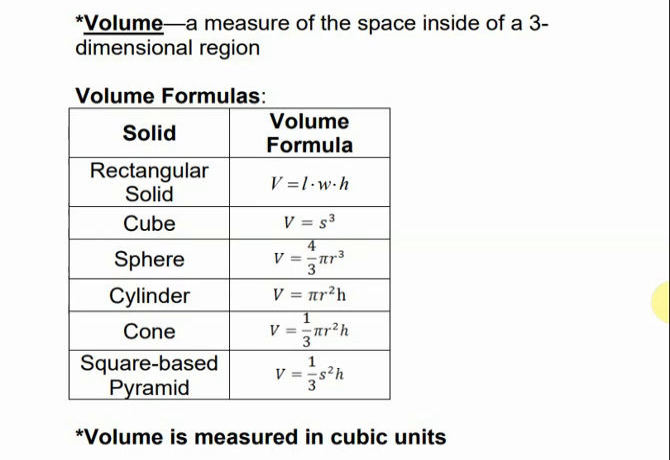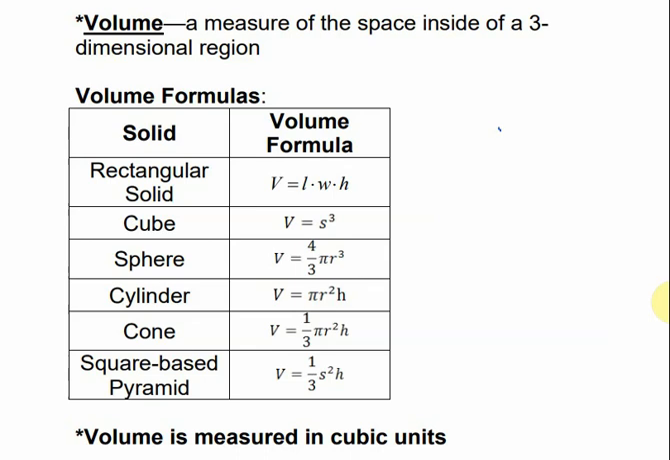A sphere is like a ball, and its volume is 4/3 pi r cubed. A cylinder would be like a can, and that's pi r squared times the height. A cone is 1/3 pi r squared times the height. If you'll notice, a sphere, a cylinder, and a cone all have a circular shape in them.